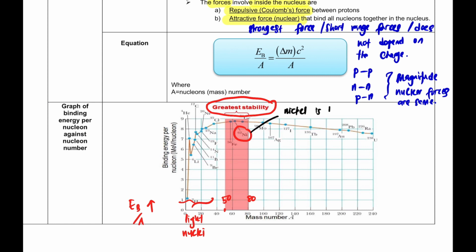Okay, nickel has the highest EB per A, showing that nickel is the most stable nucleus. So for heavy nuclei with A between 200 and 240, the binding energy per nucleon is decreasing, which shows that these nuclei are unstable and radioactive.